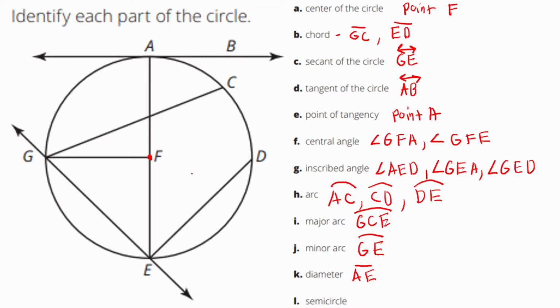And last but not least, semicircle. A semicircle is half of the circle. So a semicircle here would be AE. Either way we go, it's going to be AE. That's half of our circle, but we're going to call that arc AE. Arc AE is a semicircle. It's an arc that's half the circle.